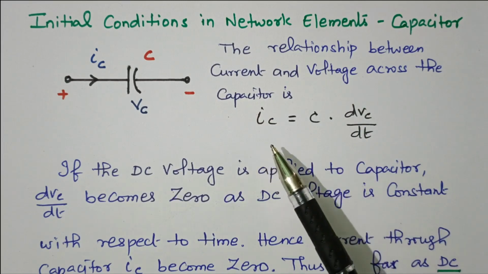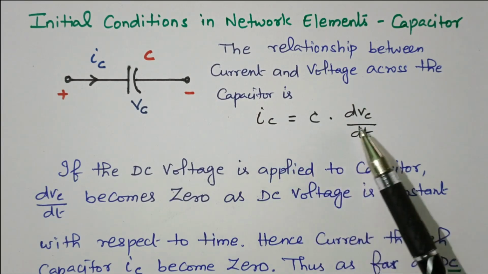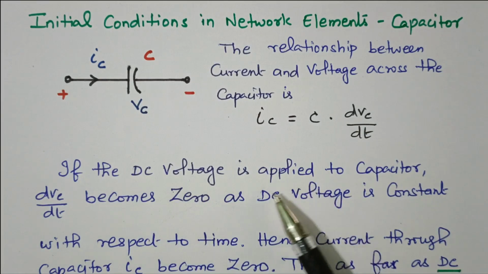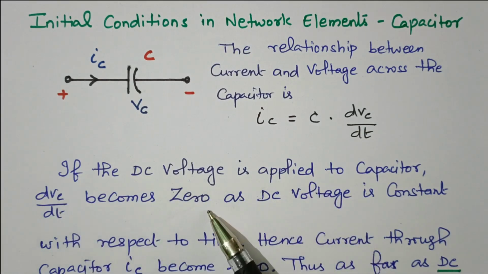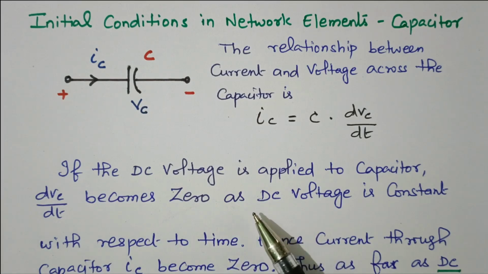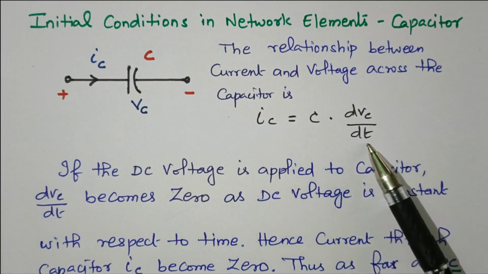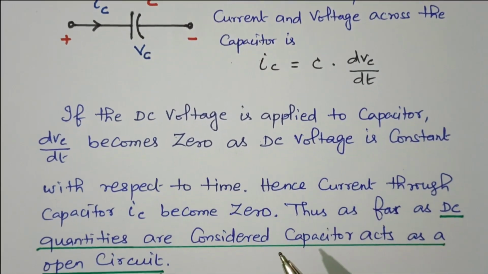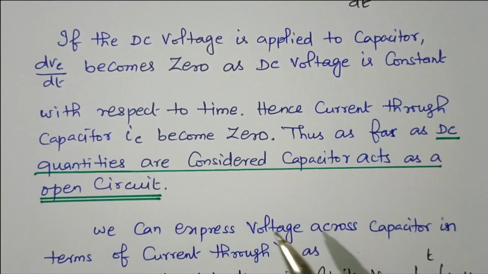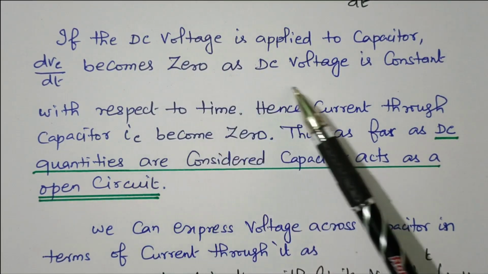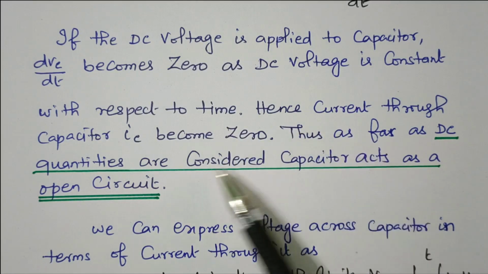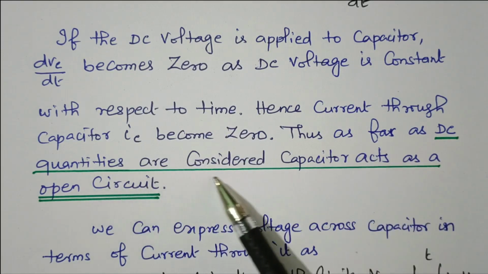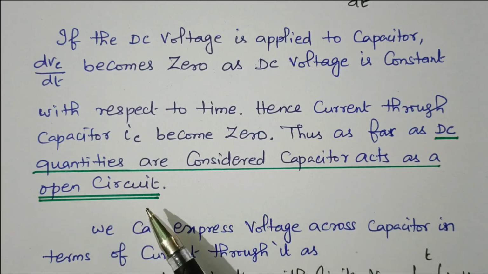So this is the current flowing through the capacitor: IC equal to C into dVC divided by dt. If a DC voltage is applied to the capacitor, dVC by dt becomes 0, as the DC voltage is constant with respect to time. Hence the current through the capacitor, IC, becomes 0. Thus, as far as DC quantities are considered, the capacitor acts as an open circuit.